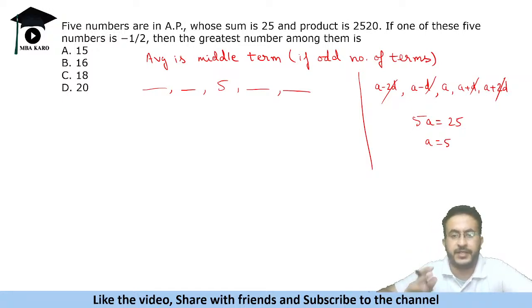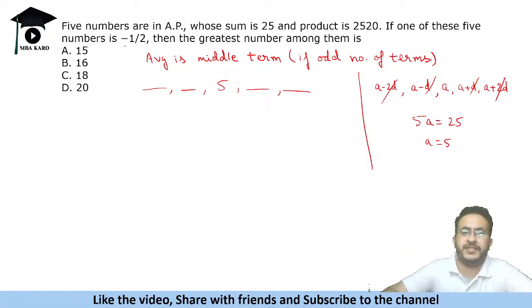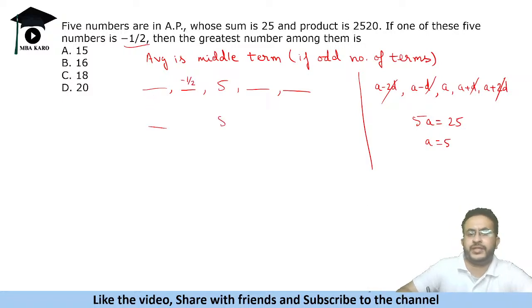Now, one of the numbers is minus 1 by 2. So let us say these are in ascending order. So minus 1 by 2 can come here or it can come here. So let us try both cases. Like if we take minus 1 by 2 here.